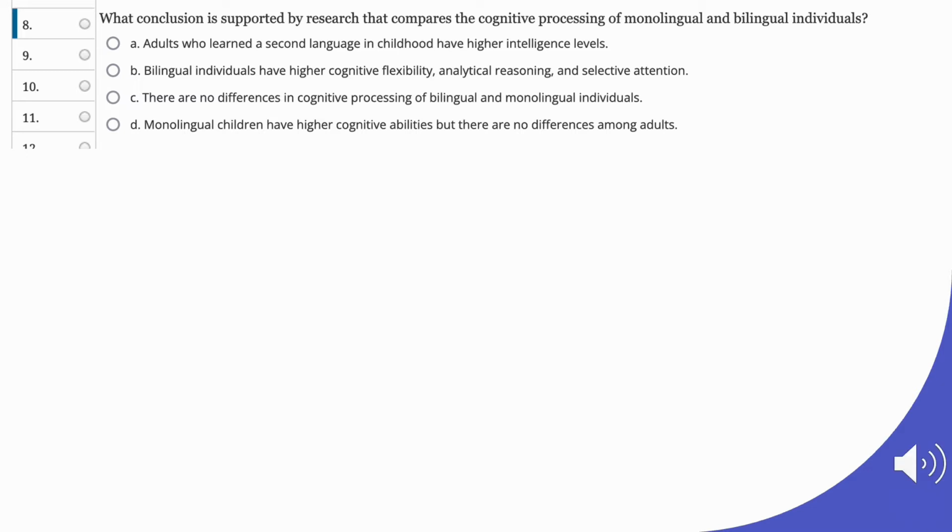Clearly the answer would be B, but you know which individuals have actually higher cognitive flexibility, analytical reasoning, and selective attention? The people who download this week's sponsor.